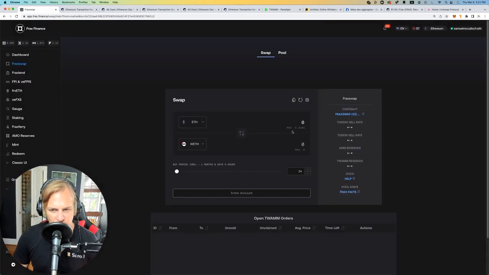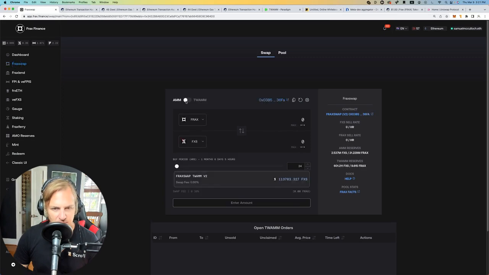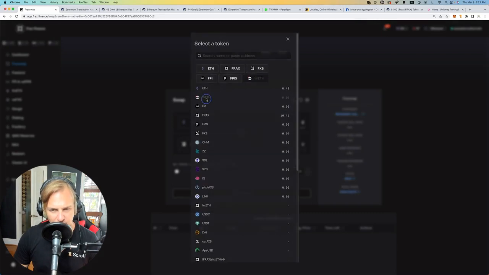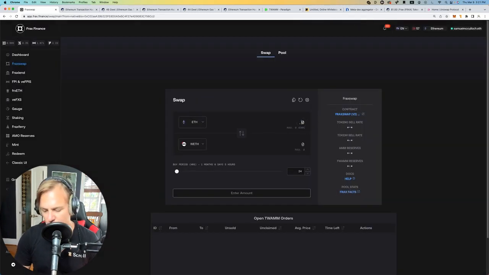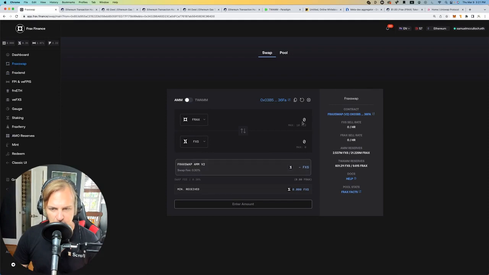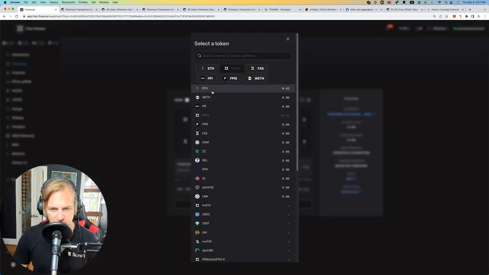So ETH to WETH. Let's do 0.01, just so we have enough. Right, it doesn't have it in. I thought I used the, oh, I must still be on the TWAMM. Okay. So I'm going to choose ETH and I'm going to swap into WETH. I'm going to do 0.01. And it's not still in the TWAMM. That's strange. Okay. Now I'm back. That's buggy.